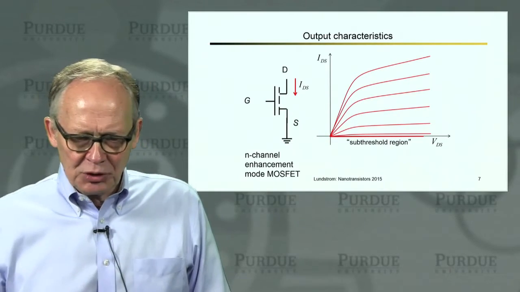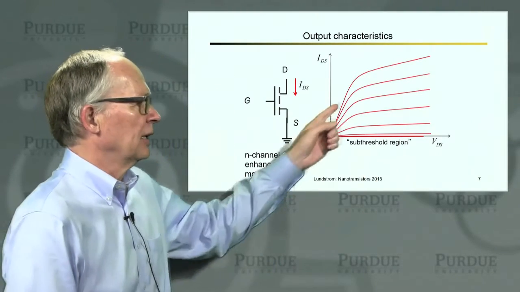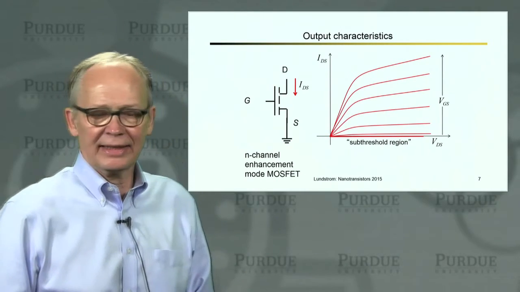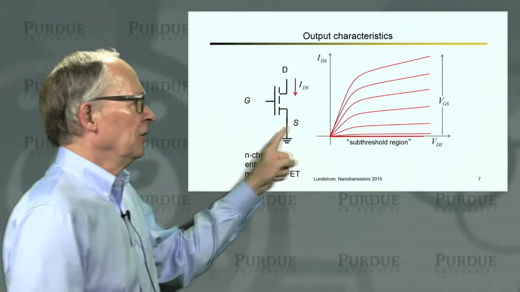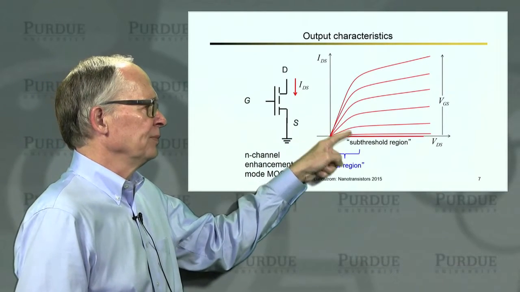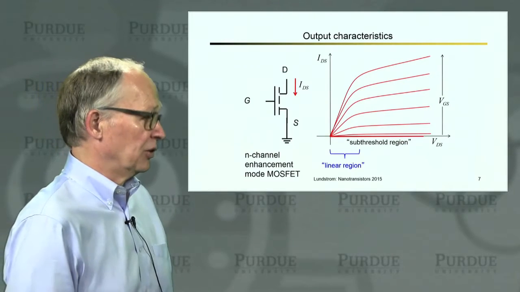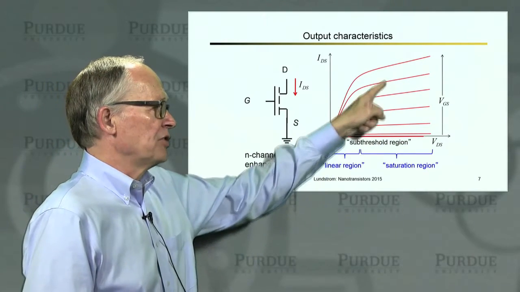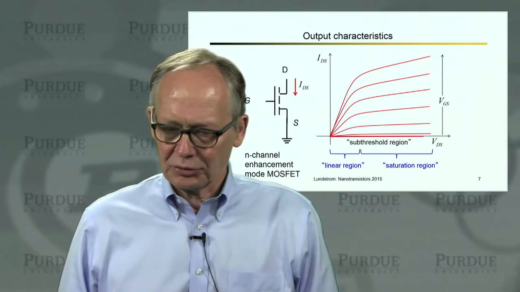Now, if we do these characteristics for different gate voltages, we get a whole family of curves. And a typical family of curves looks like this. Increasing gate voltages give us increasing currents. So down in this linear regime, the device operates as a gate voltage dependent resistor. In this saturation regime, the device operates as a gate voltage dependent current source.